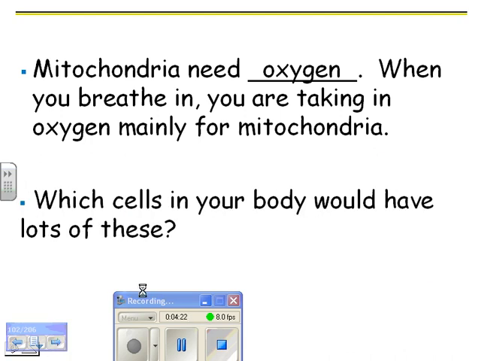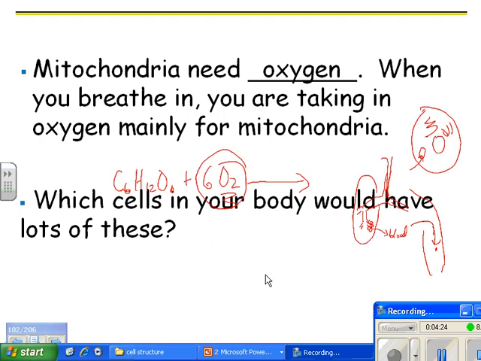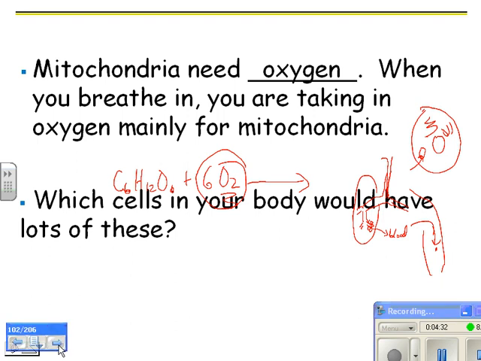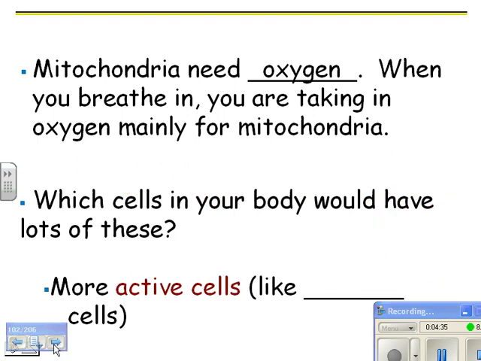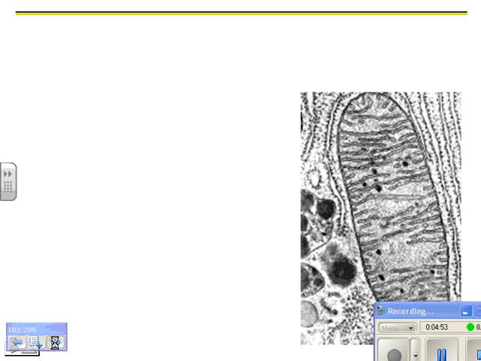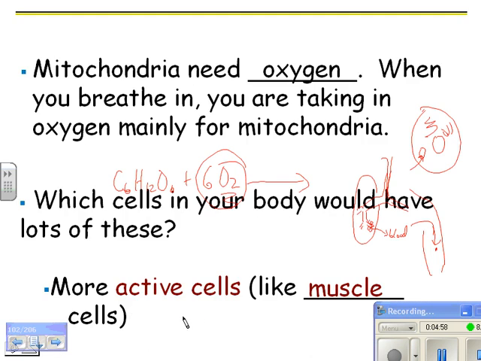Which cells in your body would have lots and lots of mitochondria? What's the cell in your body that needs a ton of energy, and if it gets tired, you're in big trouble? The more active cells, things like muscle and nerve. So muscle. And what's the one muscle in your body that really has to keep going all the time, 72 times a minute, 60 minutes an hour, 24 hours a day, your entire life? That would be cardiac muscle cells.